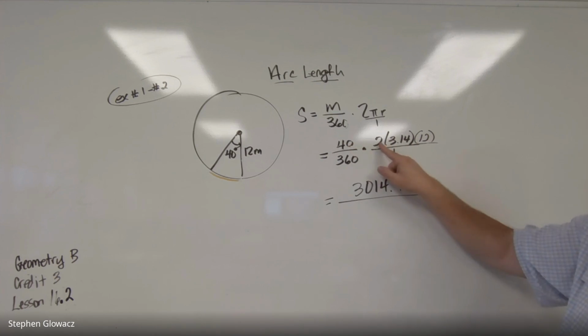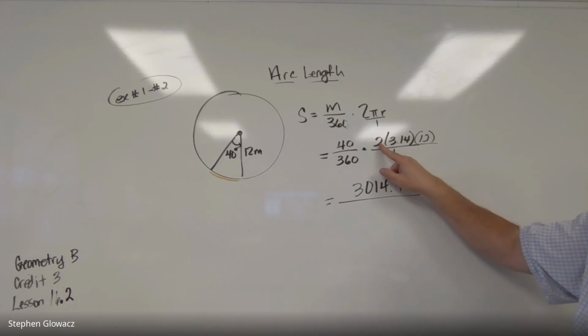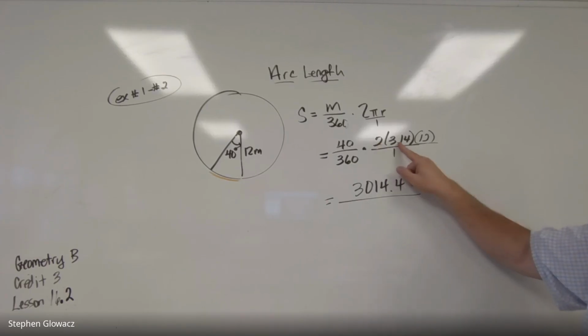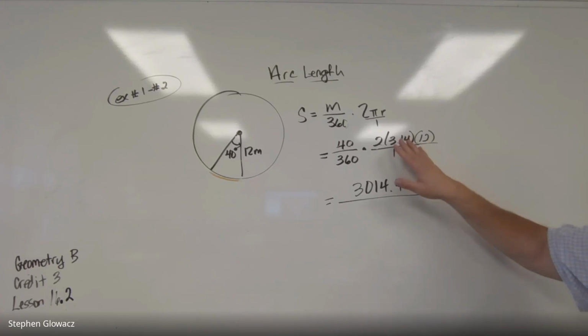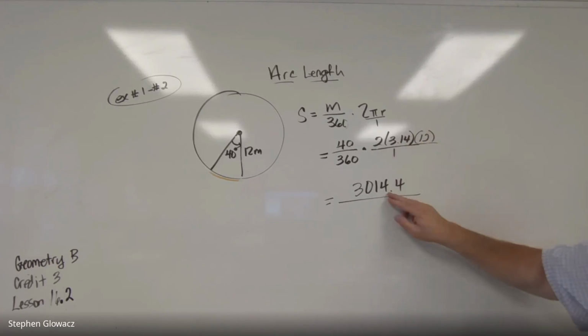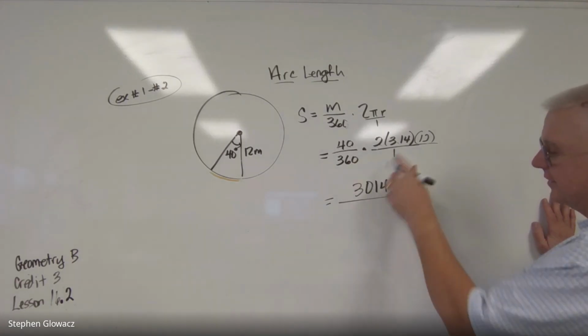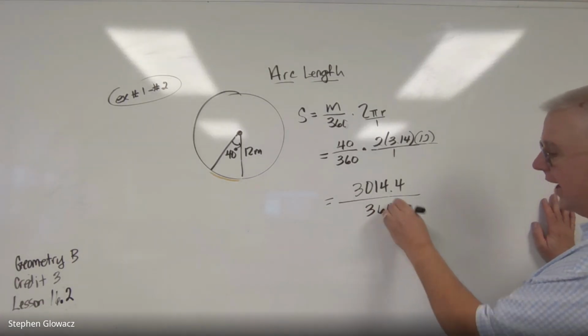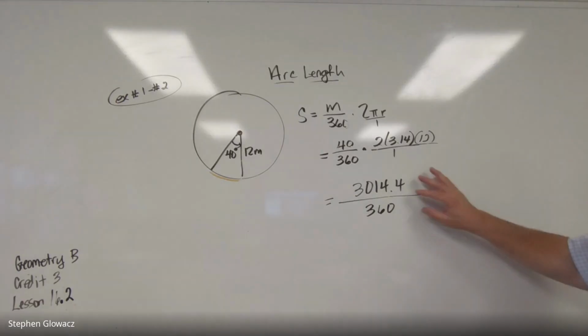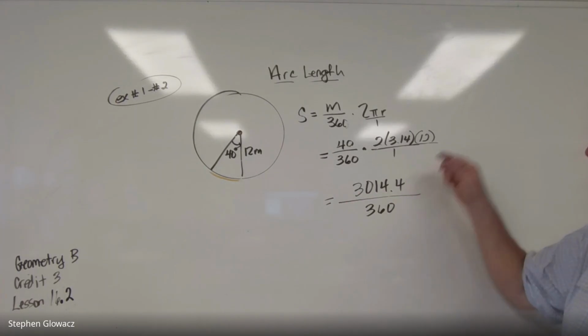So the 3014.4 comes from multiplying all these numbers up here. 40 times 2 is 80. 80 times 3.14 was 251.2. 251.2 times 12 gave us our answer, 3014.4. The denominator is a little bit quicker. 360 times 1 is just 360. Now remember, the fraction bar means divide. So we're going to divide.